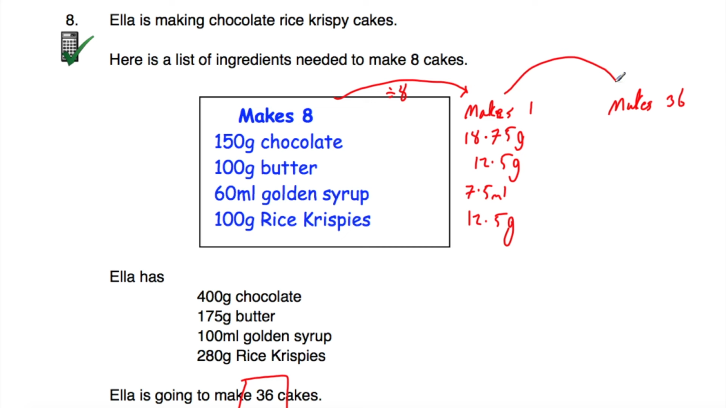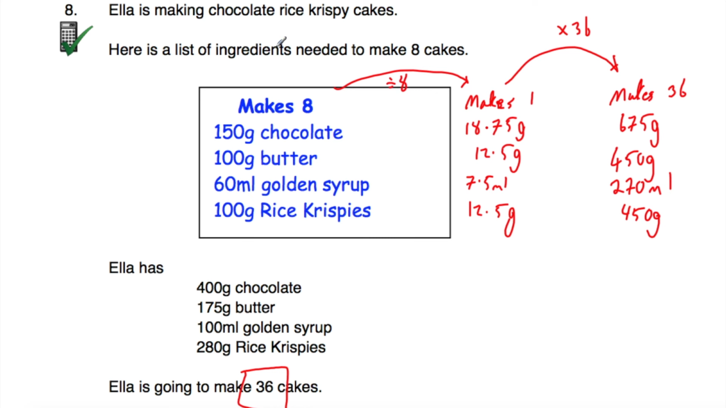but she wants to make 36 cakes, so we're going to multiply that by 36. So we're going to multiply each of these by 36. Multiply by 36 is equal to 675 grams of chocolate. 12.5 grams of butter multiplied by 36 is equal to 450 grams of butter, and that'll be the same for the Rice Krispies actually. And then for the golden syrup, 7.5 milliliters of golden syrup multiplied by 36 is equal to 270 milliliters of golden syrup.